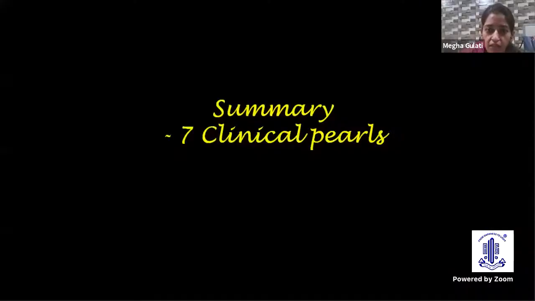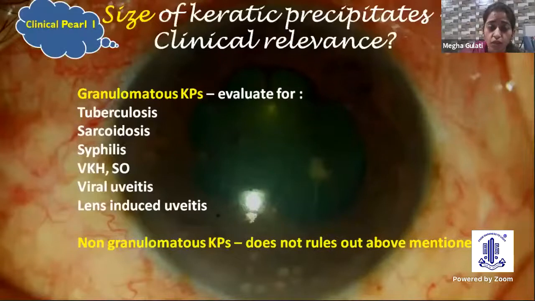To sum up, I will give you 7 clinical pearls. First one, what is the clinical relevance of size of keratic precipitates? Whenever we are seeing mutton fat or granulomatous keratic precipitates, the differentials we keep in mind are tuberculosis, sarcoidosis, syphilis, VKH, sympathetic ophthalmia, viral uveitis, and lens-induced uveitis. Does that mean that when we see non-granulomatous KPs, these are ruled out? No. Granulomatous inflammation might start as non-granulomatous inflammation itself. So, presence of non-granulomatous KPs does not rule out these above mentioned differential diagnoses.